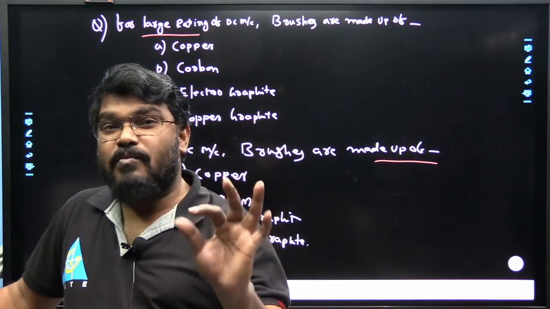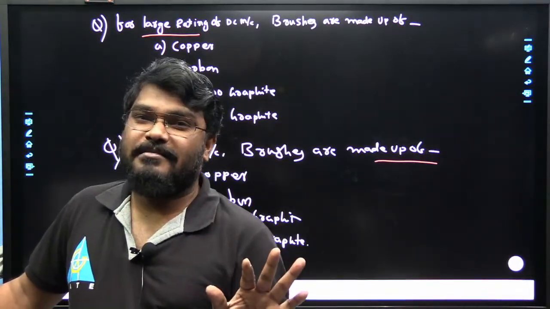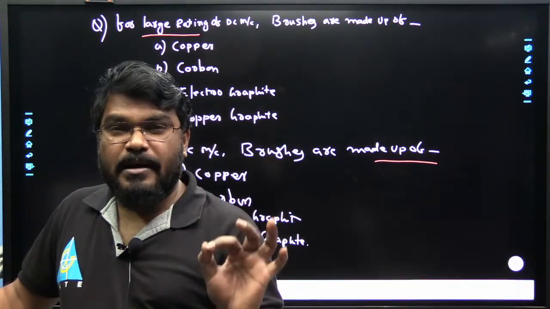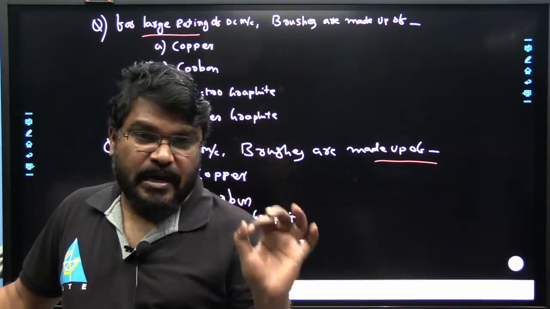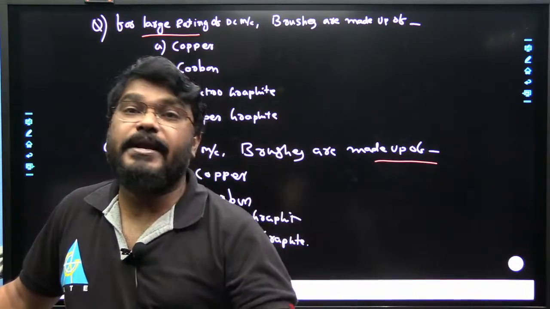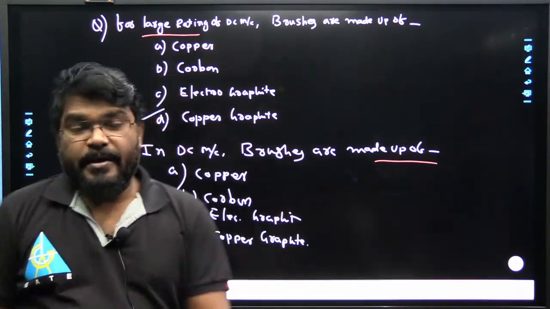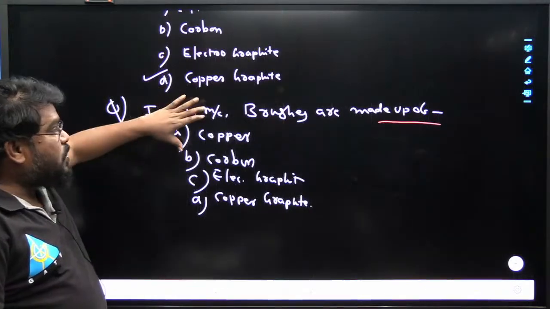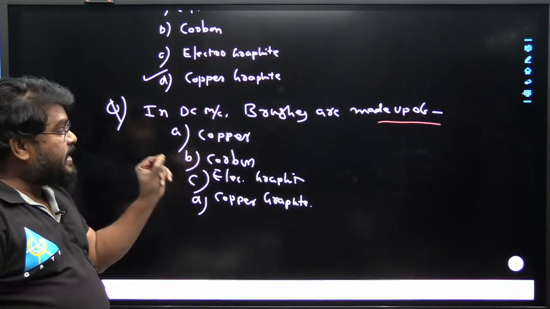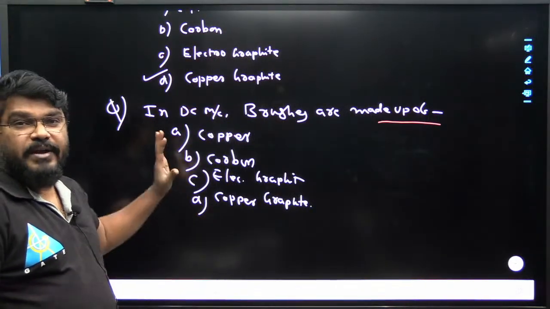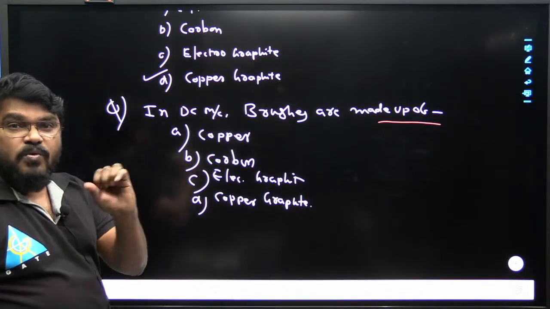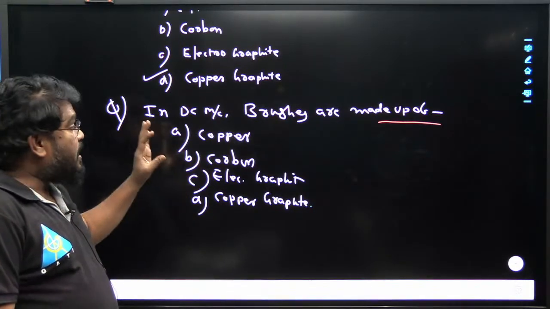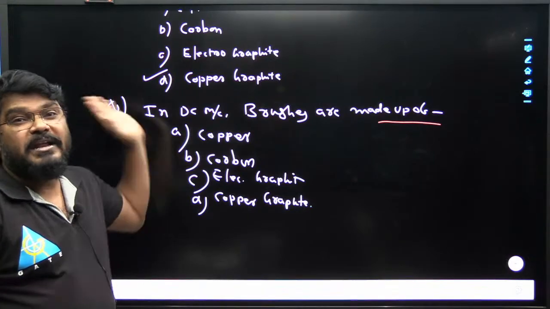Copper or carbon brushes are used only for small rating machines, not in general. Suppose the question is given like this, and we don't know the rating. If the rating is not mentioned, we have to select the brush material from the normal rating point of view.